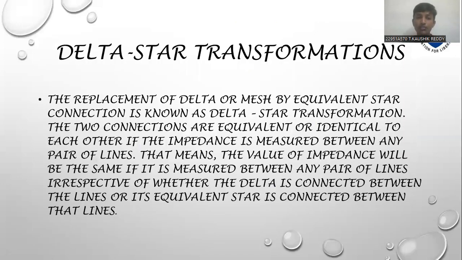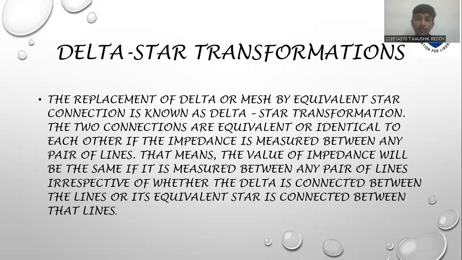So delta star transformation: the replacement of a delta or mesh by an equivalent star connection is known as delta star transformation. The two connections are equivalent or identical. Identical here means they are the same as each other.